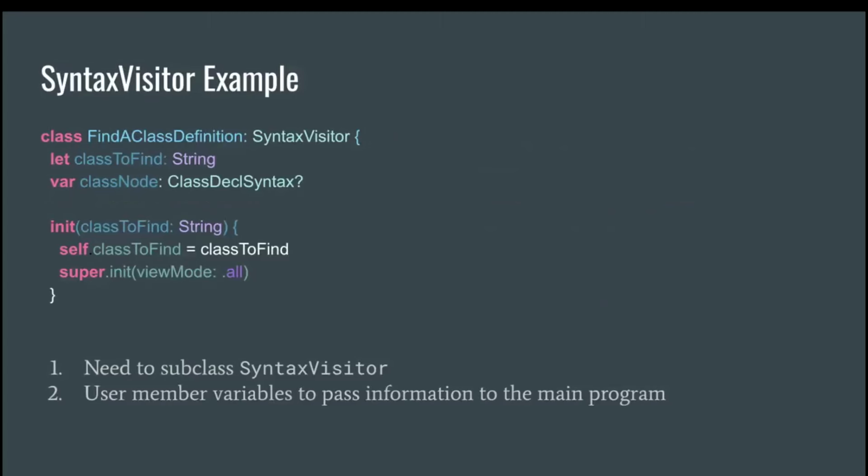So here's an example of a visitor that finds a class definition for a specified class. It's created in its init, you give it the class name defined, and then because it's a subclass, it has to call super init, and there's this thing called view mode. I don't have time to get into it now, but the Swift parser library is actually able to work with incomplete syntaxes. So if you leave off a trailing closing brace, things like that, it has invalid syntax, but it's still parsable, and you can determine whether or not you want to deal with it. And that's what the view mode deals with, whether it inserts things in between to make it work or ignores them and so on.